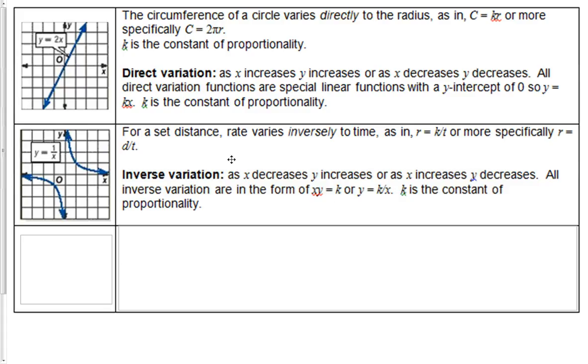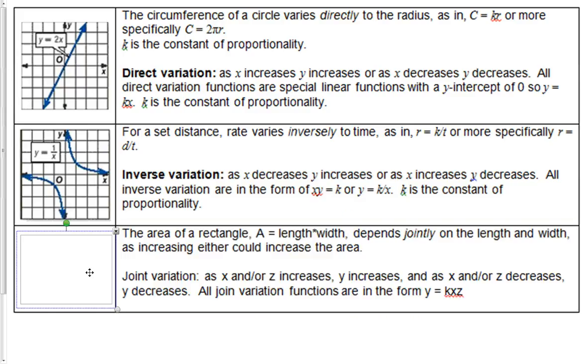An example is that for a set distance, rate varies inversely with time. So the speed that you're moving is inversely related to the amount of time it's going to take you to do something. In this case, the rate or speed is equal to some constant divided by the time. When you're graphing an inverse variation, you're going to have something that looks like the y equals 1 over x graph. So a little bit of a strange curve that you can expect.